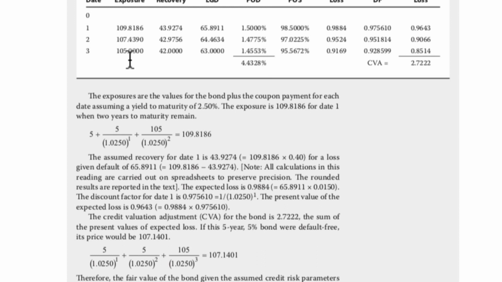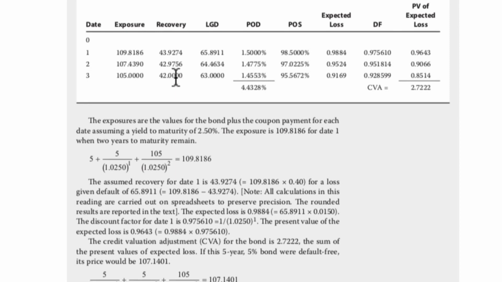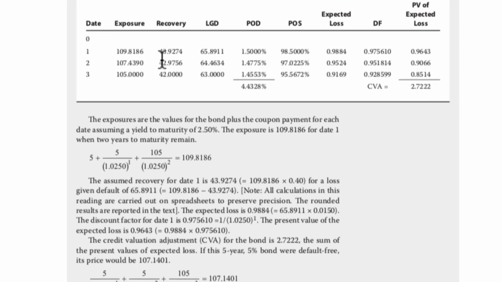And finally, in our third year, what do we got? It's 5. I've earned that 5 for the third year that I've held it, plus give me my principal back, the 100, right? There's the 105. Here's our recovery, 4.3, 4.2, and 4.2. Again, we don't really need the recovery. It's sort of a useless column in there.